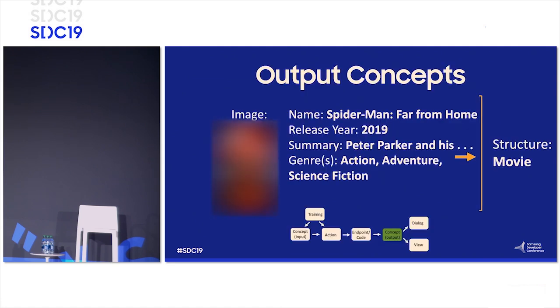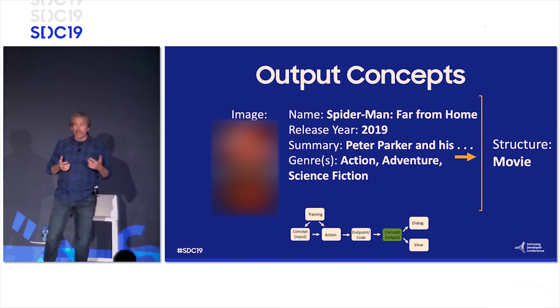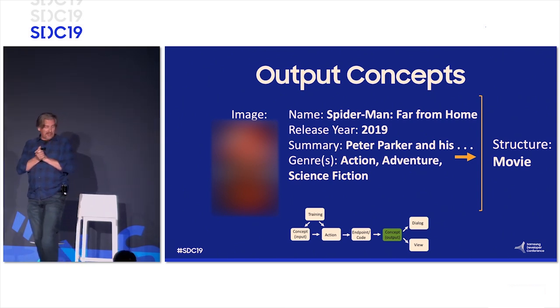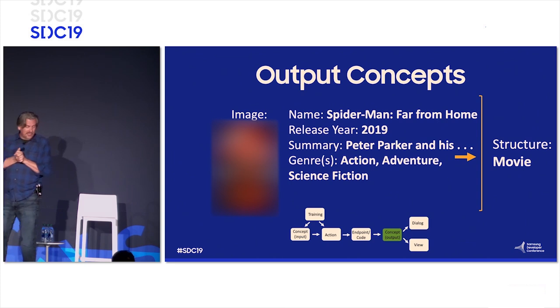Okay, so then you saw the output. So the UI for Bixby, and you saw an output. There was an image, there was a name, there was a release year, a summary, and genres, one or more. And all of those were stuck in this structure, this movie thing that I keep on talking about, and I haven't shown you yet. So let's look at the movie, and what we call that is a structured concept. And just think of this as an object to hold those simple primitive concepts on the left.